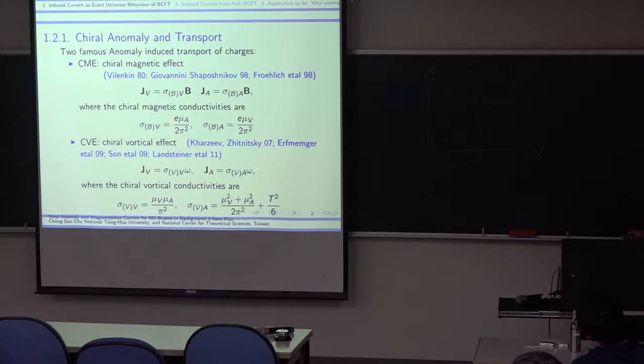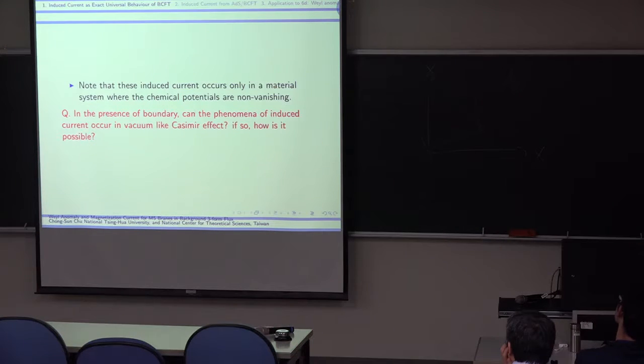There's a similar effect which is called the chiral vortical effect, which is due to rotation. Basically, you rotate some plasma, for example. This will also give you a current in the same direction as the angular velocity. Again, it's due to the chiral anomaly. Here, there's also a coefficient T squared over 6. This is again a chiral anomaly, but it's a gravitational chiral anomaly contribution. Okay, so that was some well-known result.